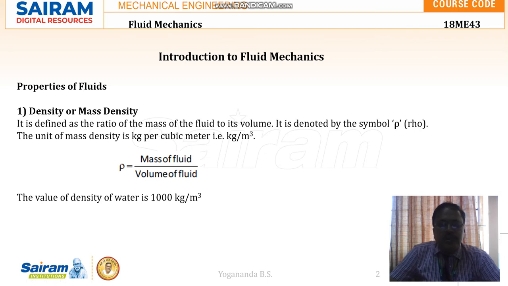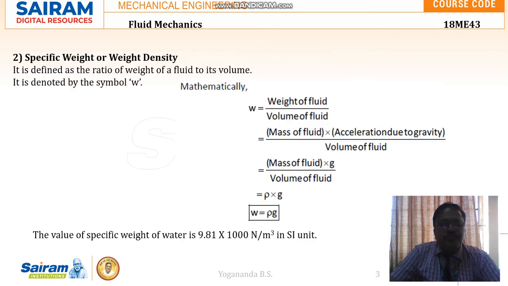So the unit of mass density: the mass of the fluid is in kg and the volume of the fluid is in meter cube. So the unit of mass density, or simply density, is kg per meter cube. Water is considered as the standard liquid, whose density is 1000 kg per meter cube.